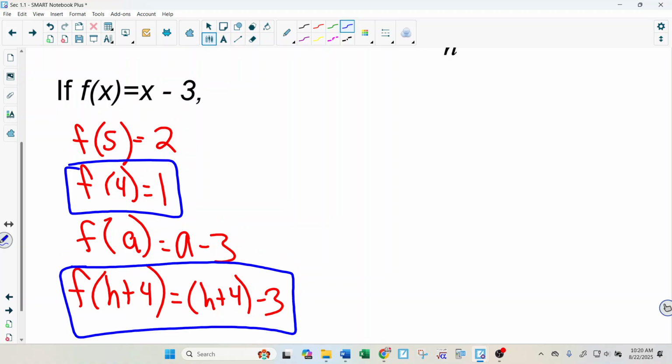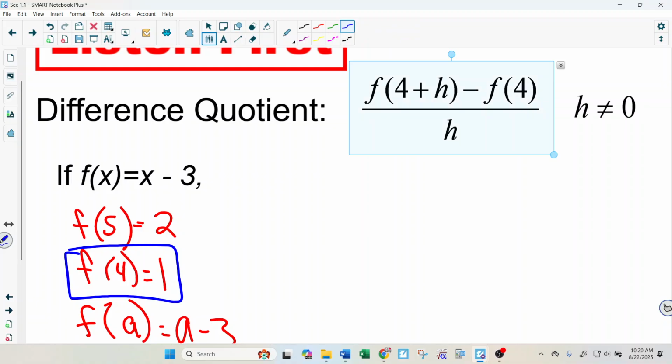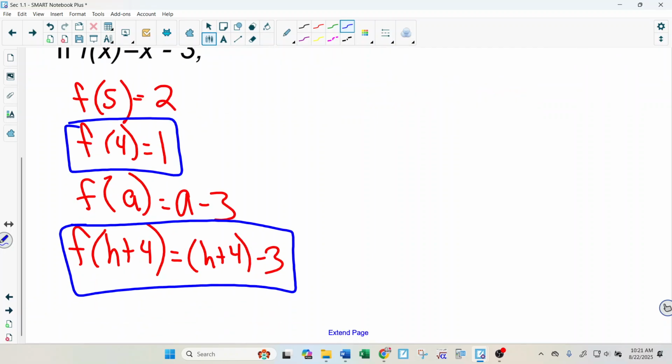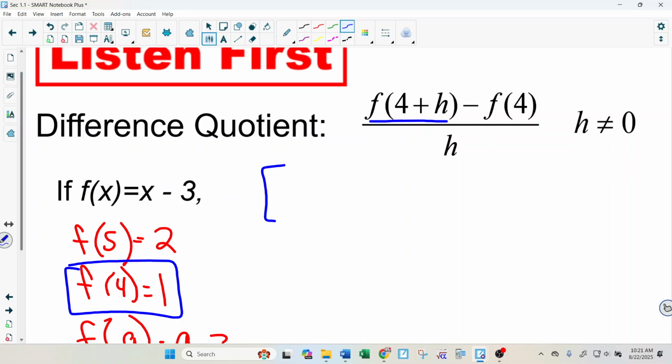So what we want to do is evaluate this, what they call the difference quotient, which is this fraction. We're going to eventually add more to this, and it will become useful for something. Right now, we're just doing algebra, and it seems like it doesn't make sense why, but eventually it will. So we have f of 4 plus h. Well, f of 4 plus h is just this, right? So I would say 4 plus h minus 3. F of 4 is just 1.